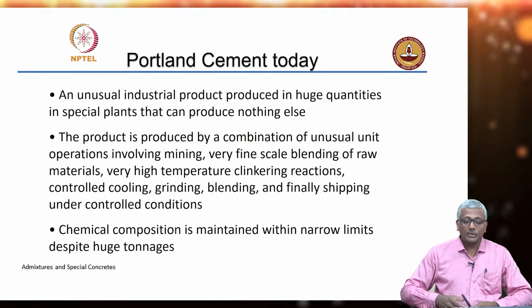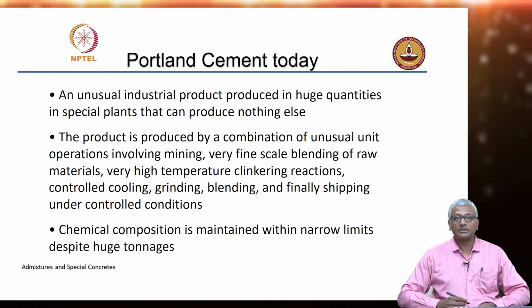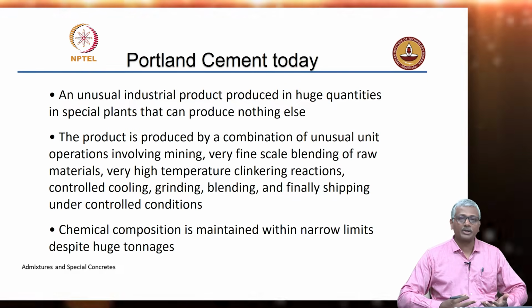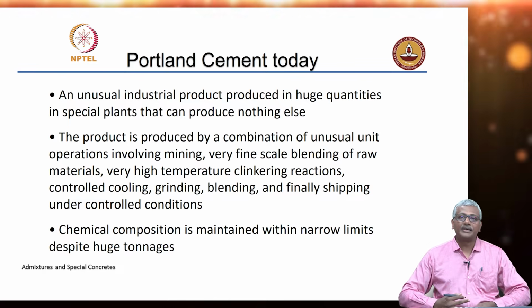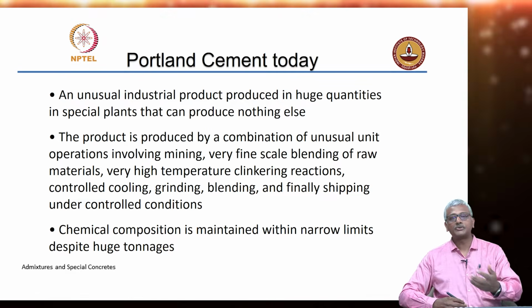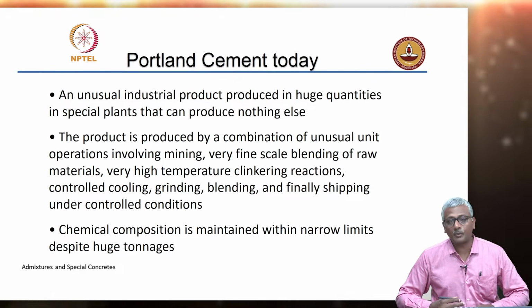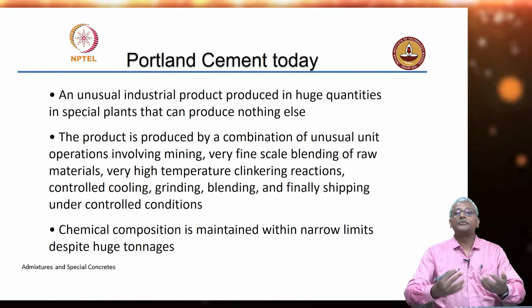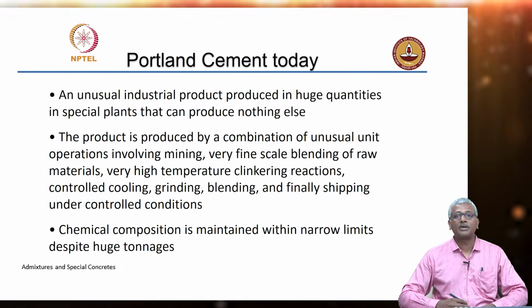So today cement is produced in very large quantities, right? It's a very unusual industrial product, produced in huge quantities in special plants that do not really produce anything else, because the plants themselves are quite expensive. It takes a lot of money to actually build these plants, and cement is a commodity product that comes out of these plants.